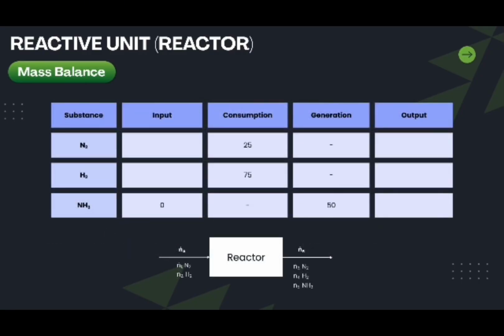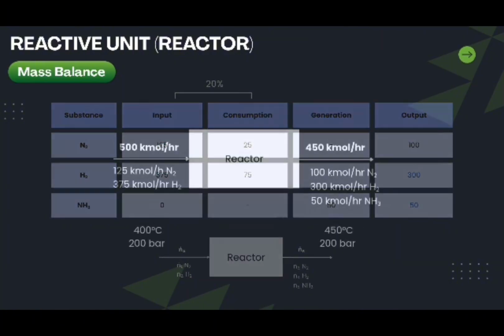We use a table to simplify our work. To calculate the total reactor inlet, we applied the process specification of a 20% single-pass conversion. Since only 20% of the incoming reactants are consumed, we can back calculate to find the total feed entering the reactor, which allows us to complete the remaining outlet flows using mass balance. The same is done for other substances.